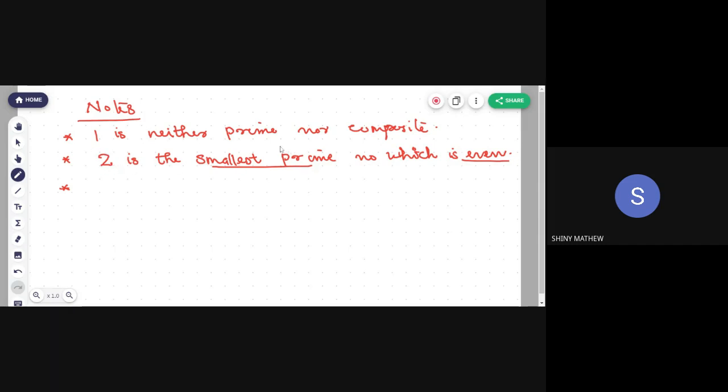Okay, so that is the specialty of the number 2. 1 is neither prime nor composite, and 2 is the smallest prime number and at the same time an even prime number. Then that means every prime number except 2 is odd. So you can write that also, you can note it. Every prime number except 2 is odd. All the remaining prime numbers other than 2 will be odd. These are the main points about prime and composite numbers.